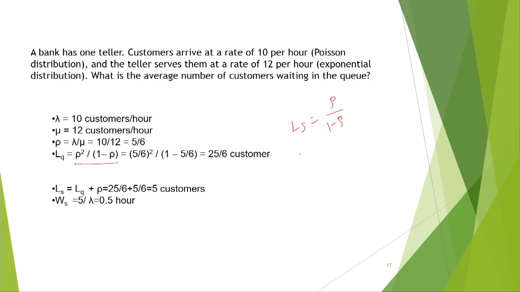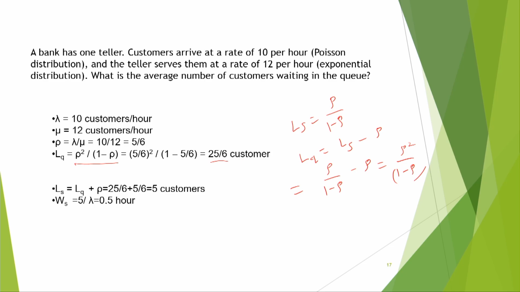So, how do you find out LQ? LQ means LS minus rho, you subtract that. So, this is rho divided by 1 minus rho, minus rho. So, this will become rho square by 1 minus rho. So, you do that: rho square, that is 5 by 6 squared, divided by 1 minus 5 by 6. So, this becomes 25 by 6 customers by calculation.